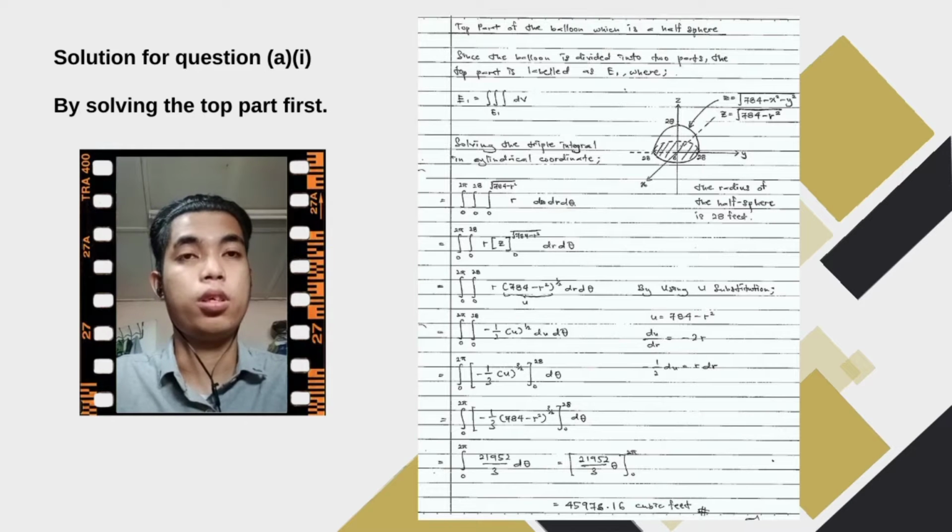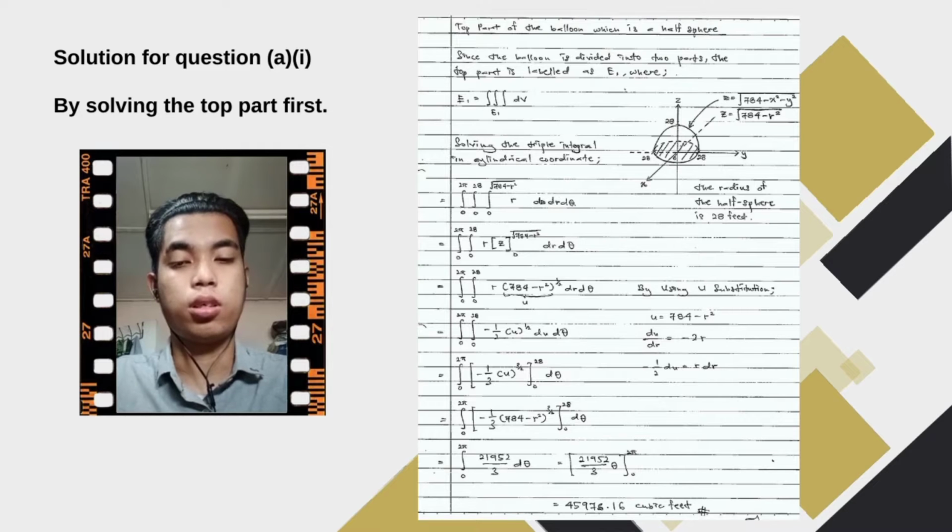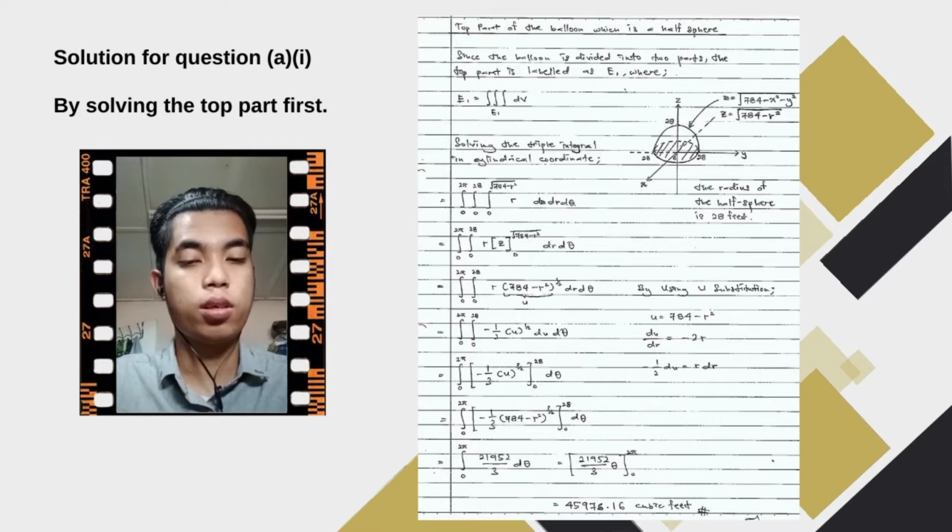So we solve the integral of dz first. Then we will get r times (784 minus r squared) to the power of 1 over 2. Okay, then we will solve the dr. By using u substitution, we will get the equation negative 1 over 2 du equals r dr. Then we will change the r dr into du. Then we will solve the integral of du.